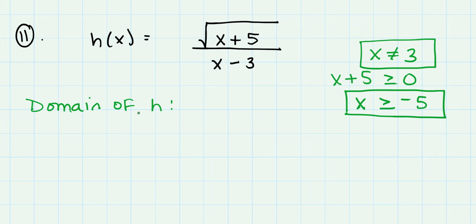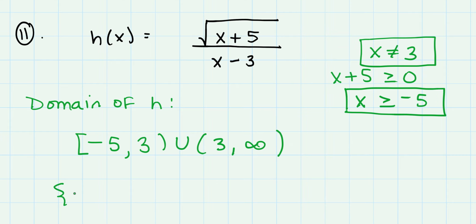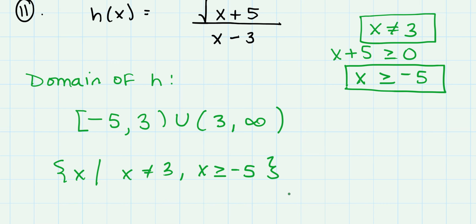So how do I write this domain? What's the smallest number I can be? The smallest number is negative 5. I can't go below that, but I can equal negative 5, so I'm going to put a bracket here. Then I go up until I reach my first problem. Well, the only problem I have is this 3, so I have to take it out. Okay, but then I go from 3 to infinity. That's it, that's the domain. In set notation, you can say x such that x isn't 3 and x is greater than or equal to negative 5. That would be fine. So when we find these pieces, we're basically finding the set notation.